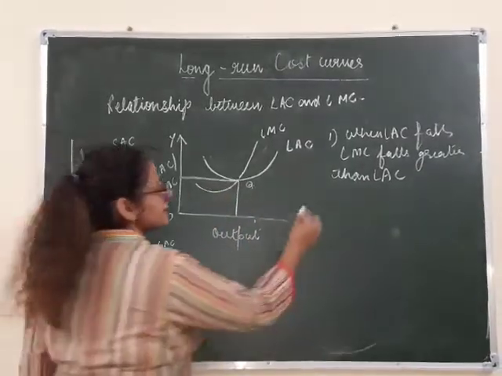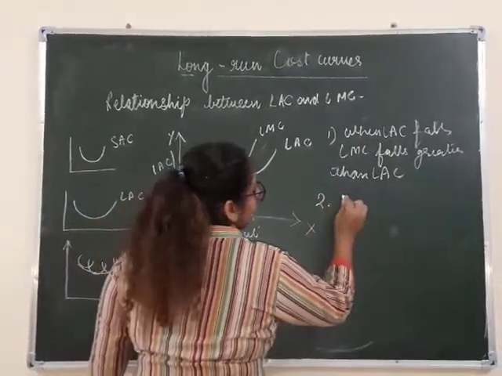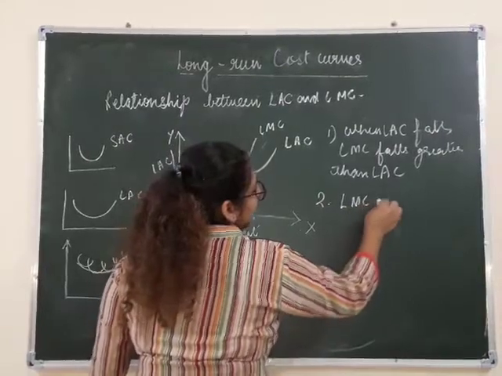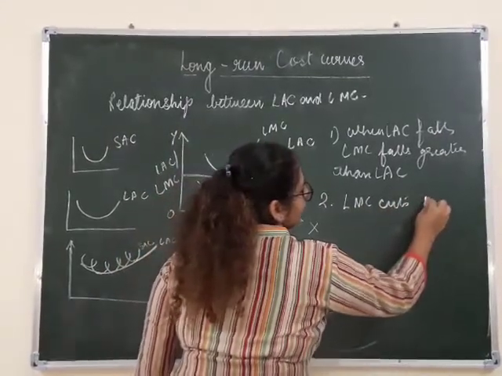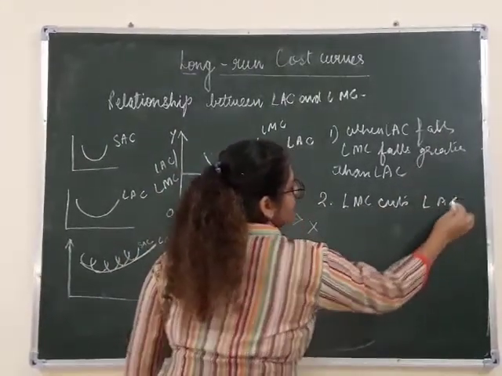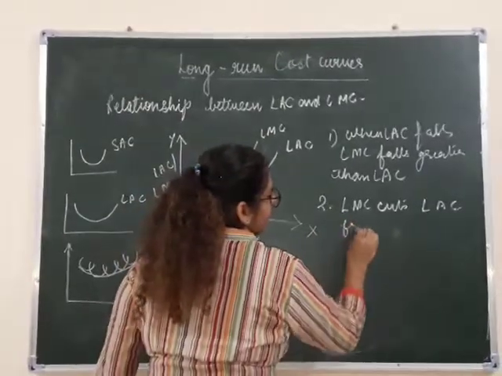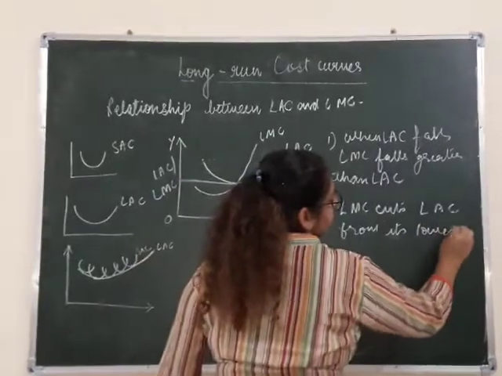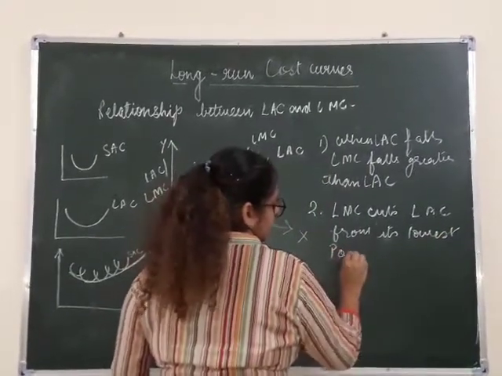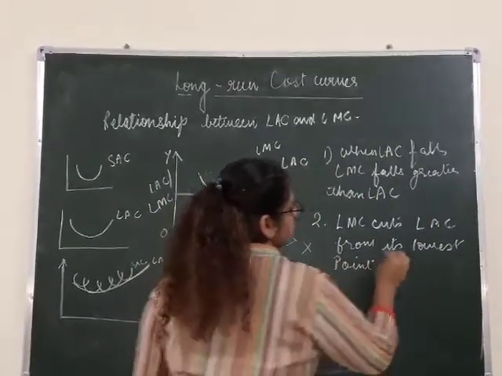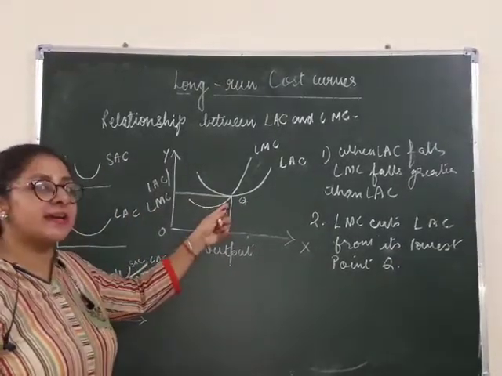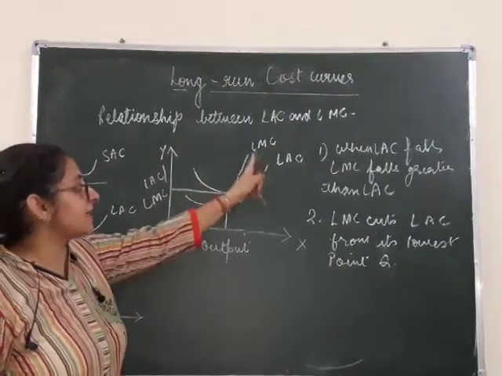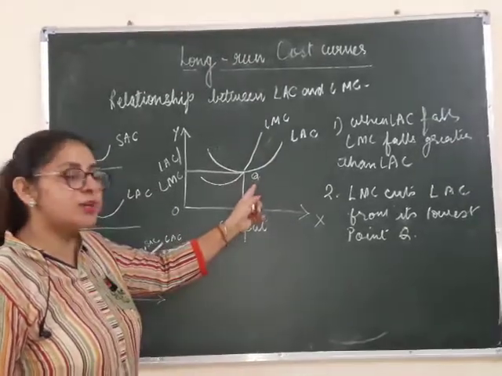Now the second is long run MC cuts AC at its lowest point Q, as you can see in the diagram. MC is cutting AC from its lowest point Q.